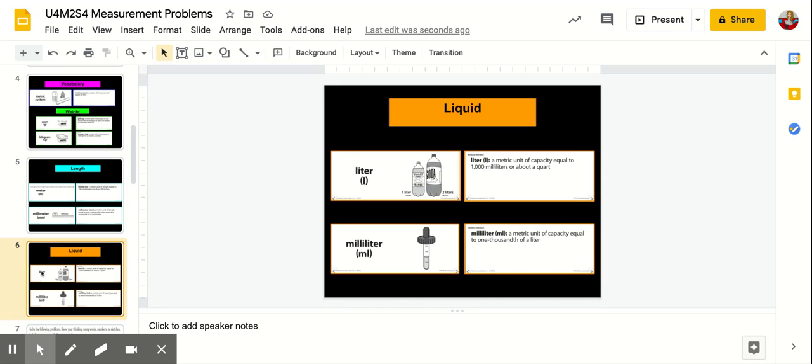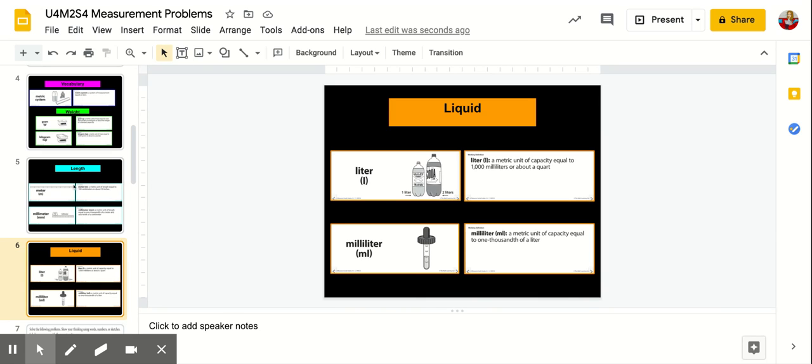Okay, we'll just go to liquid. Liquid measurements. I'm sure you've heard of a liter of soda or a liter of water. A liter is a measurement of liquid. And a milliliter is 1,000 times smaller, a 1,000th of a liter. So a milliliter is really tiny. So any time you see the prefix milli, that means 1,000, and it's tiny.